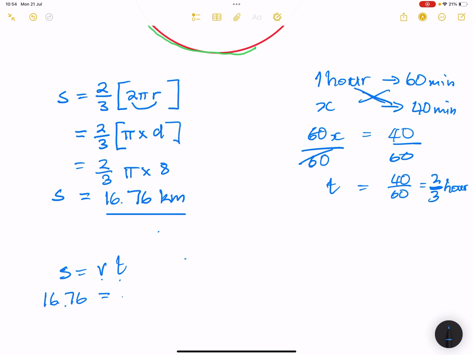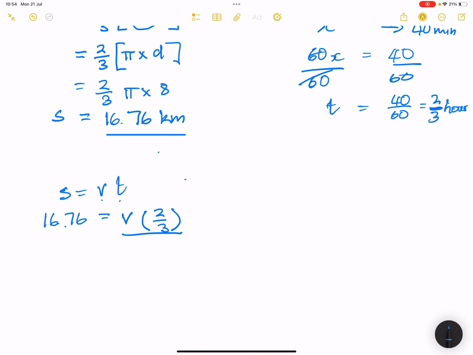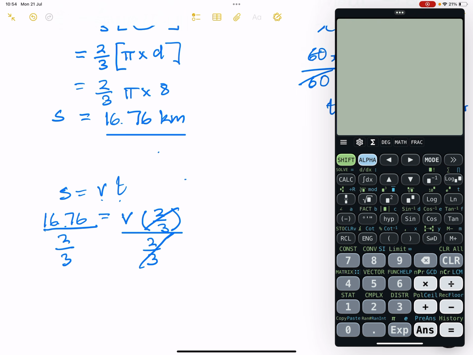Right, so we're trying to determine the speed, and in terms of time, we've got 2/3 of an hour. Okay, right, so you can divide both sides by 2/3, or just multiply by 3/2. That cancels with that, and so what we've got there is 16.76, and this is divided by 2/3.